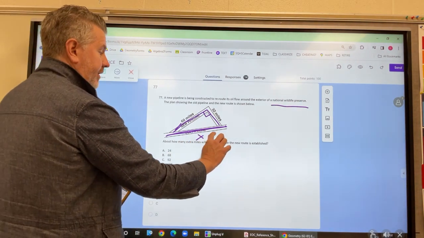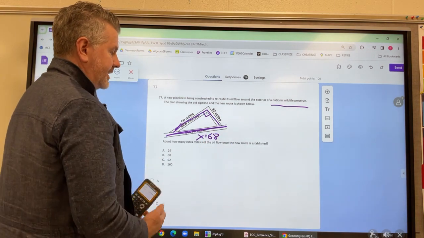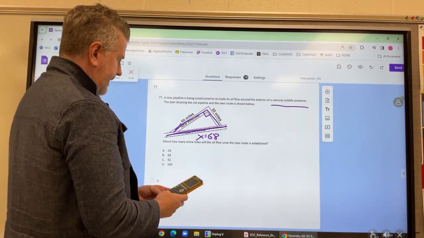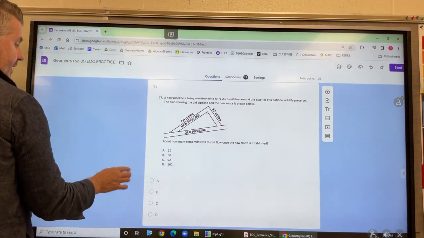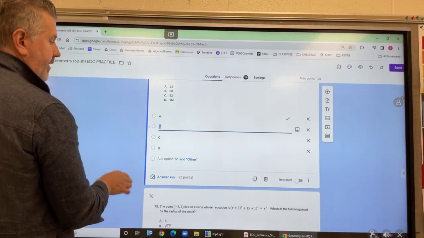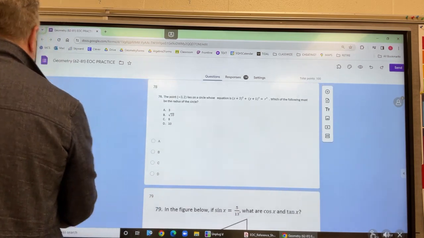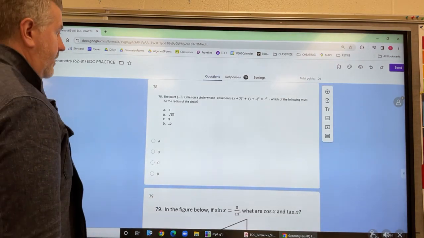68 was the old flow. How many miles did the old flow go? So we're going to subtract that from our 92, and the answer would be 24. So the oil's flowing 24 miles further, but it's not going through the wildlife refuge, which seems logical to me.